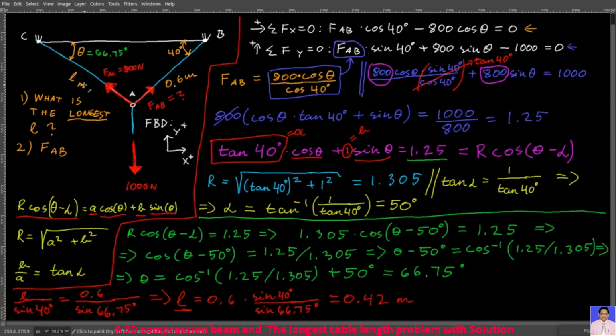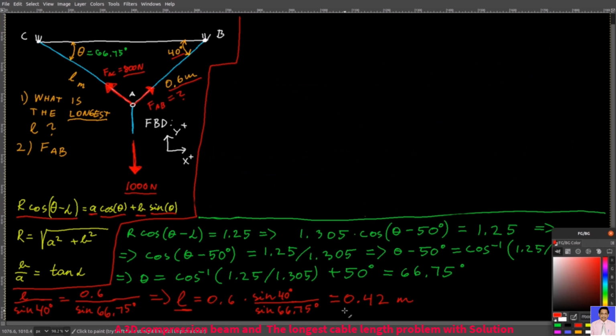But remember what I said before. You can have several lengths for this wire. This length is valid for this situation. With this length, you have 800 newtons here, and then you have 1000 newtons here, and you have 40 degrees here, and you have 0.6 meters here. However, is this the longest length that you can have?